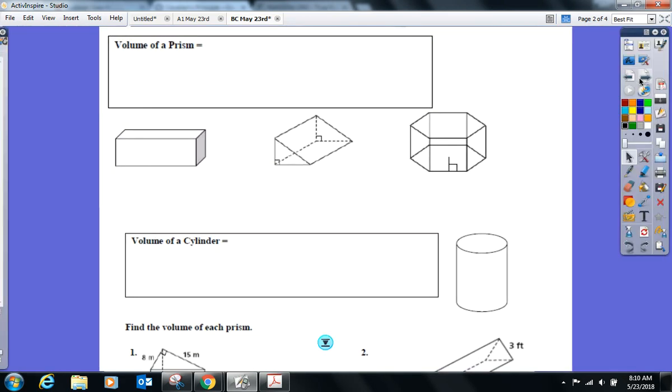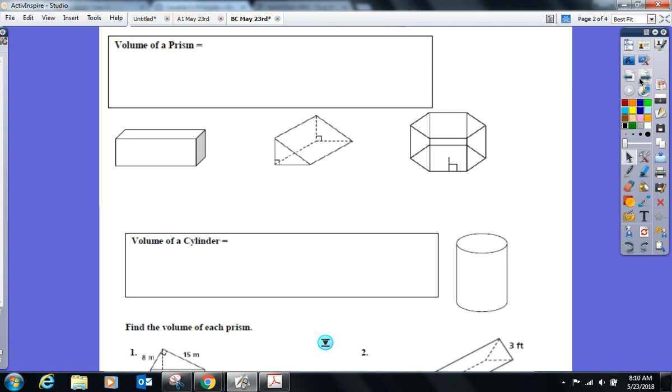What about the volume of a prism? Do you still have your reference sheet on you? If you don't, there's one provided in the back of your packet, right before the answer key. There it is. So there's your reference sheet.